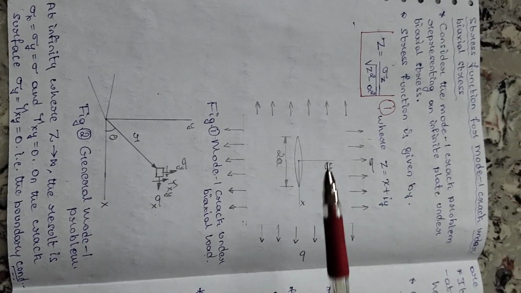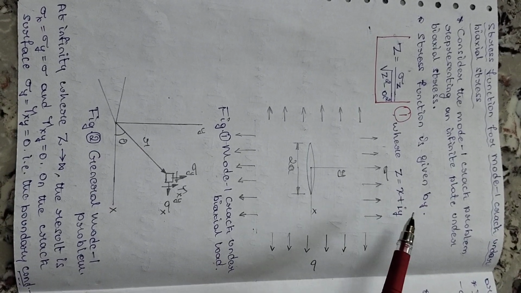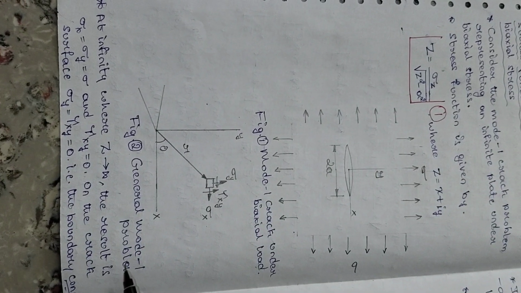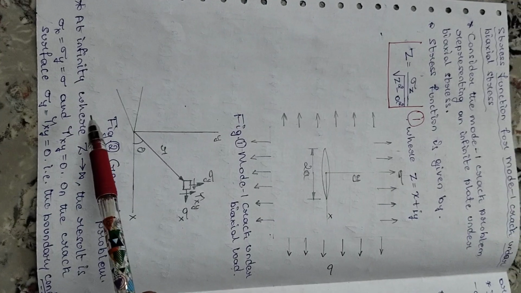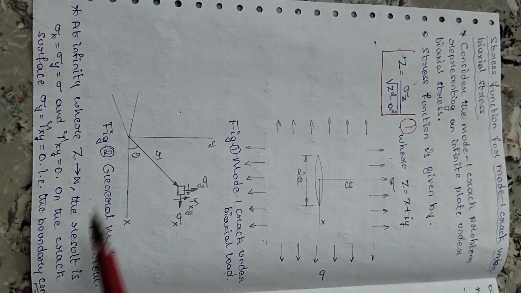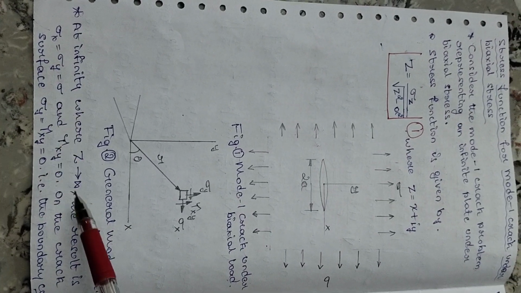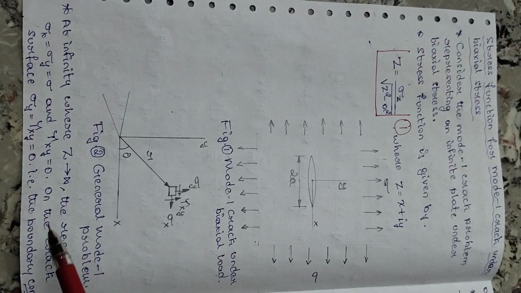So this solution is for mode 1 crack, and after that you can go for mode 2 and mode 3 using all these steps. So this is a general mode 1 problem. This figure is for the general mode 1 problem. See here, at infinity, where z tends to infinity, the result is sigma x equal to sigma y equal to sigma and tau xy is equal to 0. Why, I will tell you in the next page.